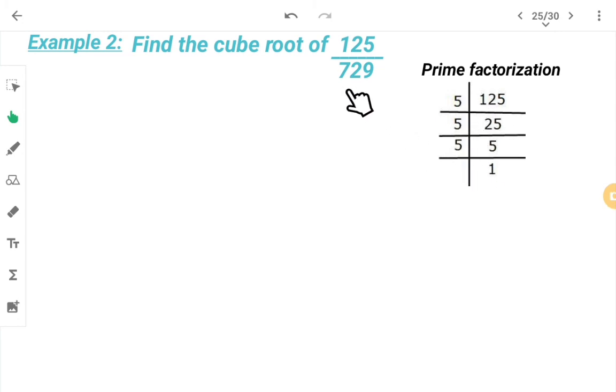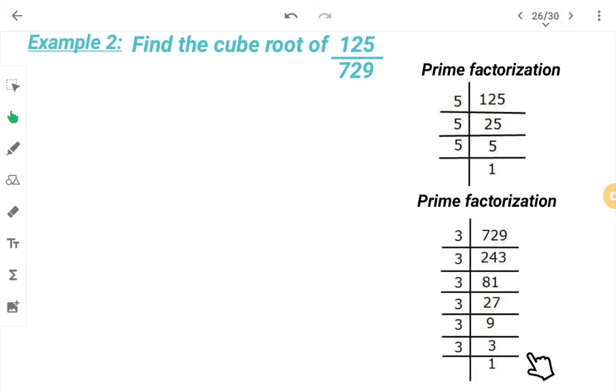Same way, I am going to factorize 729. So 3 into 243 is 729, 3 into 81 is 243, 3 into 27 is 81, 3 9s are 27, 3 3s are 9. And now I am going to write cube root of 125 as cube root of 5 into 5 into 5. From this group, I can take one factor, that is 5. So cube root of 125 is 5.